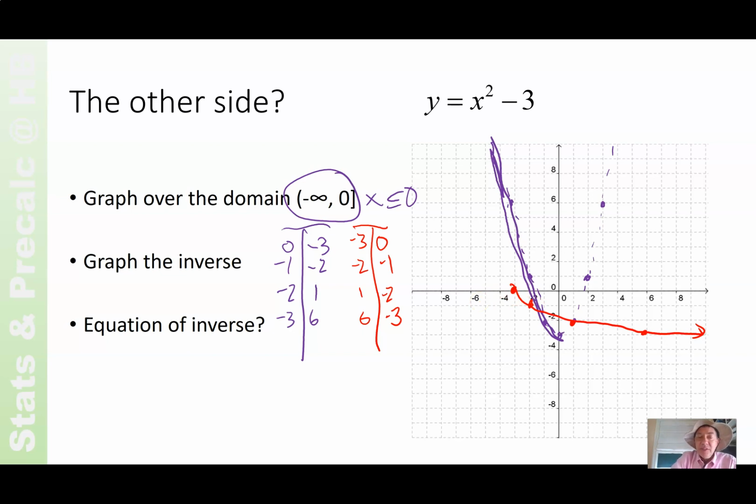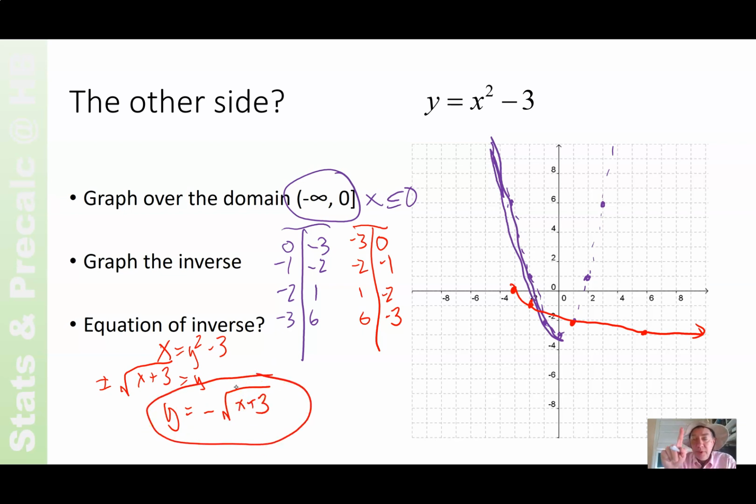So the equation of the inverse in this case, still x equals y squared minus 3, still add 3 to both sides, and take the square root, but it's a plus or minus again. Plus or minus the square root of x plus 3. And in this case, since on the original, x was less than or equal to 0, on the inverse, we're going to have y less than or equal to 0, so we want the negative square root of x plus 3. There you go. And we will look at that reflection in a minute when we look at some other graphs.